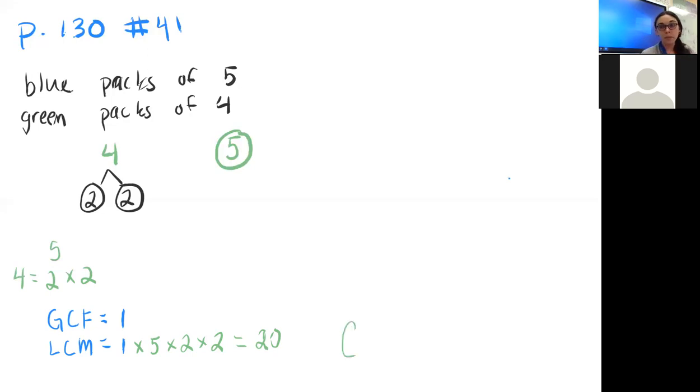All right, for this problem, it just so happened to work out that when you multiplied the two numbers together, 4 times 5, that got your least common multiple. That is not always going to be the case. Okay, so you do want to take the time to do the factor tree, prime factorization, multiply your greatest common factor times what was left over to find what is the least common multiple.